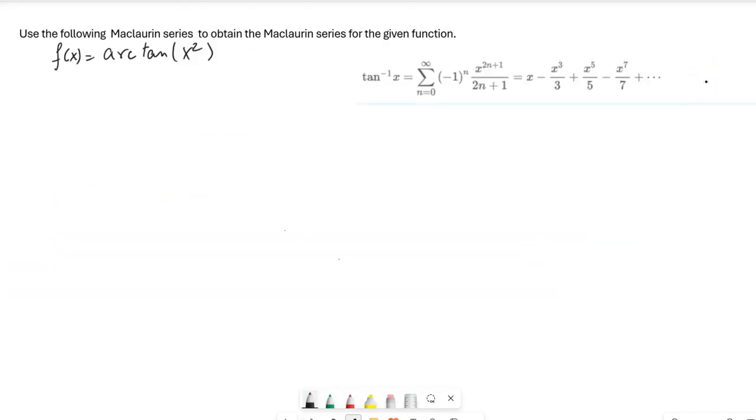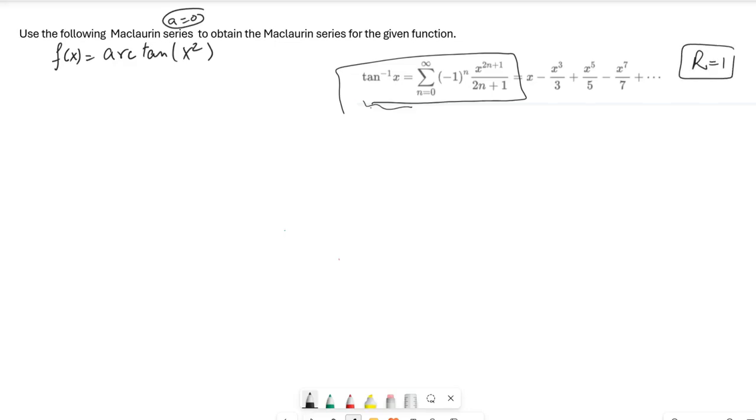We have a similar example. Use the following tangent inverse Maclaurin series. Remember, Maclaurin series means that we are writing the Taylor series with a equal to 0. The radius of convergence in the book is written here for this series as 1. So f of x is equal to this. This is arctangent, which can also be written as tangent inverse. It's just a different way of writing it. We have the series for tangent inverse x.